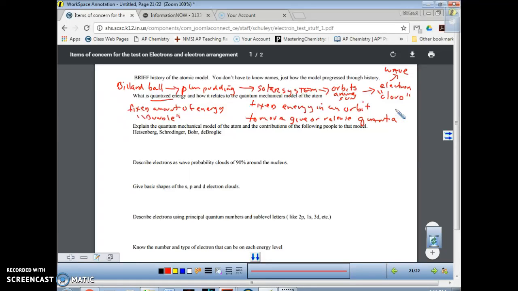What's another name for a quantum of energy? Photon. Are all photons visible? No. Can you have any kind of photon from radio up to gamma? Yes, sir. You could put a photon instead of a quantum. What's the only problem? Understand, I may use the word quantum on a test. I may use the word photon on a test.